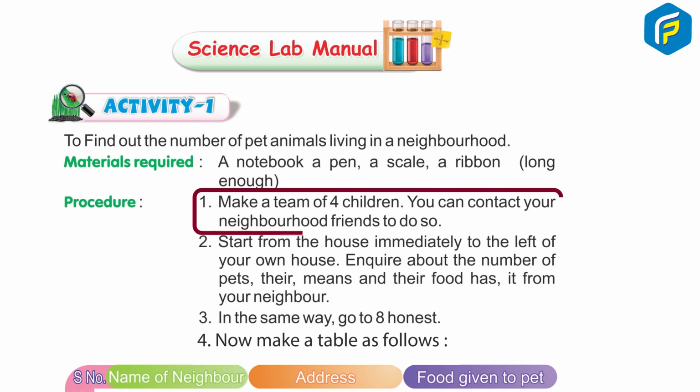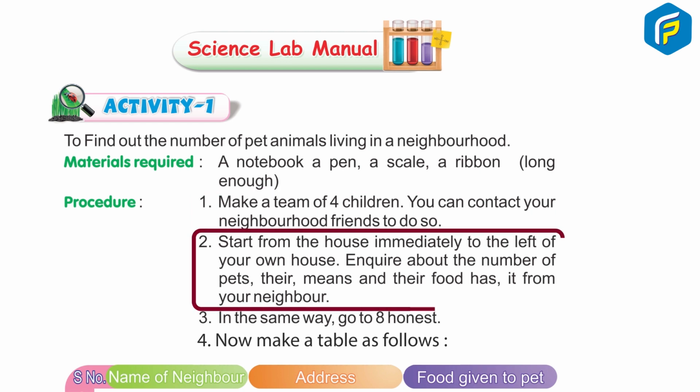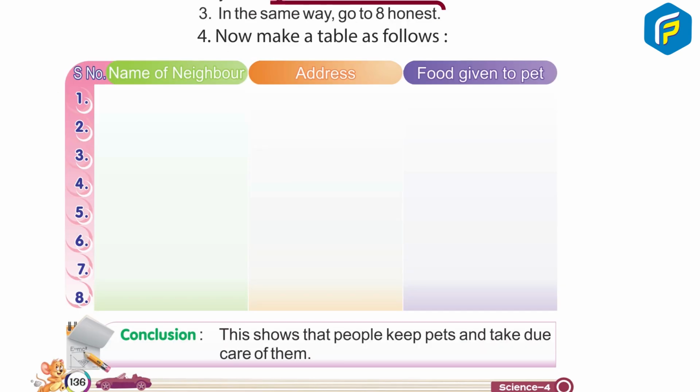Procedure. 1. Make a team of 4 children. You can contact your neighborhood friends to do so. 2. Start from the house immediately to the left of your own house. Inquire about the number of pets, their names and their food habits from your neighbor. 3. In the same way, go to 8 houses.